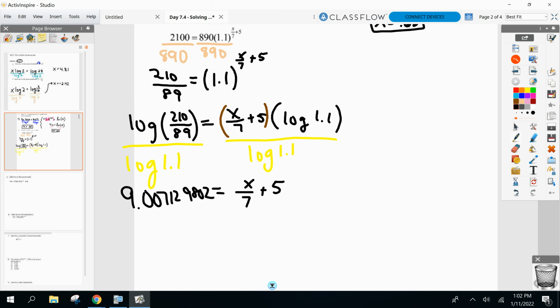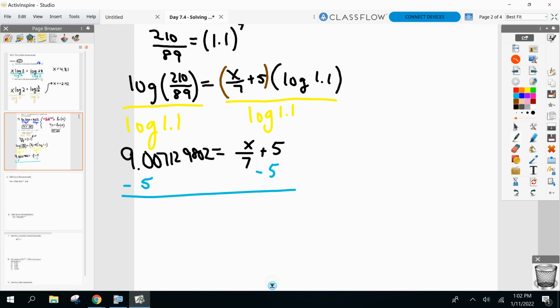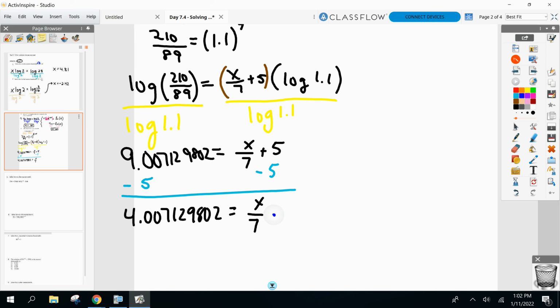All right, you want your Algebra 1 middle school skills to take over now. What's up next? Now I can subtract 5. Yep. Four equals x over 7. One more step. Divide by 7. Oh, you could cross multiply. That's fine. You still end up multiplying by 7.